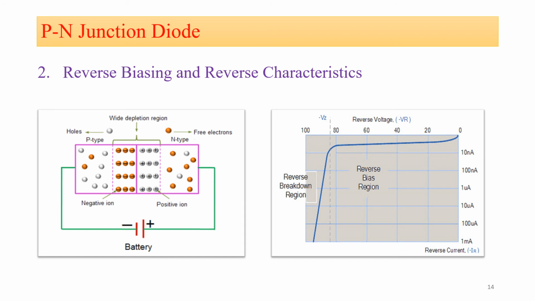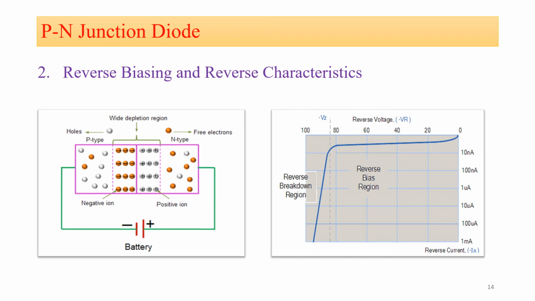Due to this, the width of the depletion region will go on increasing, because the negative ions on the p side will not be attracted towards the negative terminal of the battery. Similarly, the positive ions on the n side will not be attracted towards the positive terminal of the battery, and this results in the width of the depletion region continuously increasing. So there will be no possibility of current flowing in the reverse bias condition of the p-n junction diode.